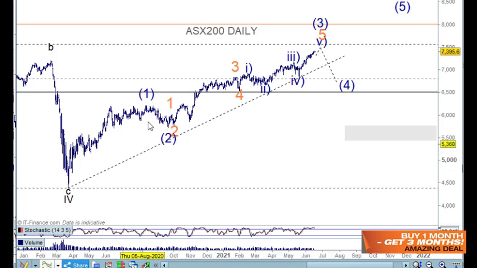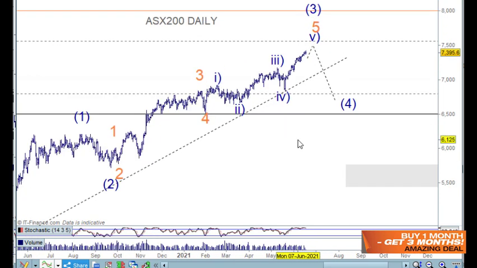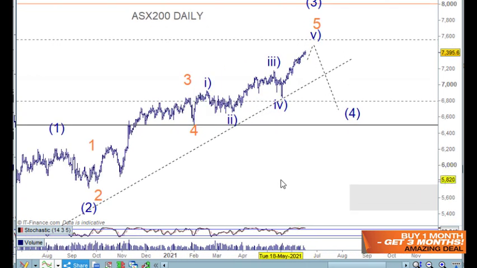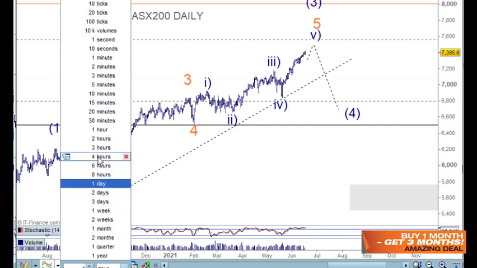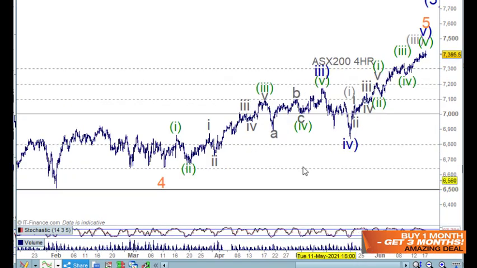As you know from yesterday, we'd been looking at wave 1 and 2 here of intermediate degree and going up for wave 3 of intermediate degree, and we're quite close to a top here. This is the same for the US markets as well. So let's cruise into the intraday, the 4-hour chart here.